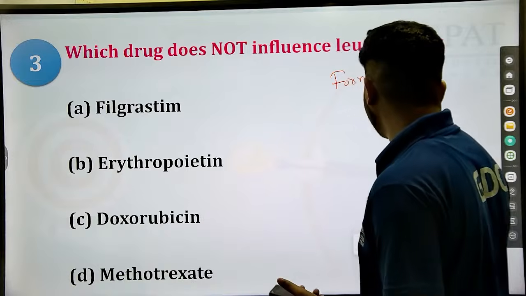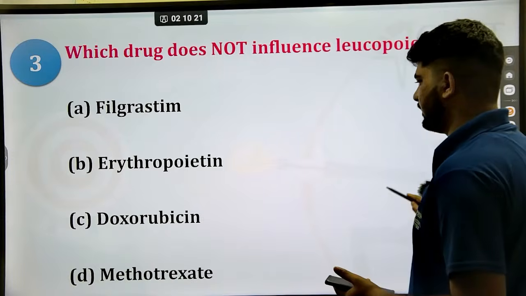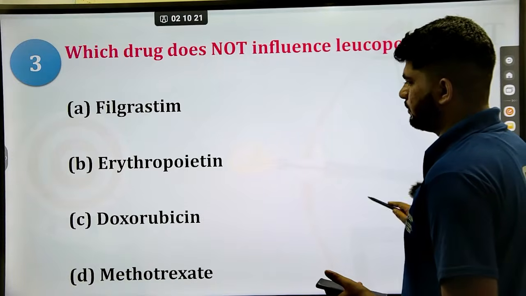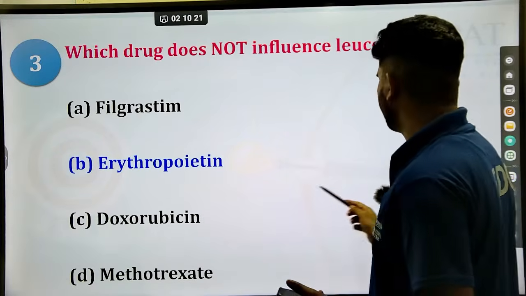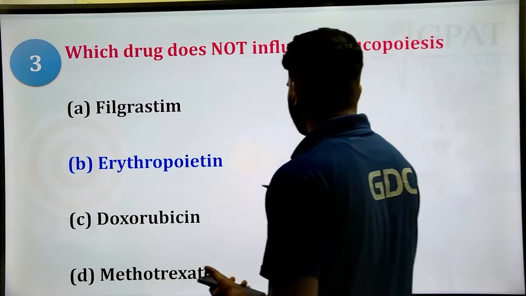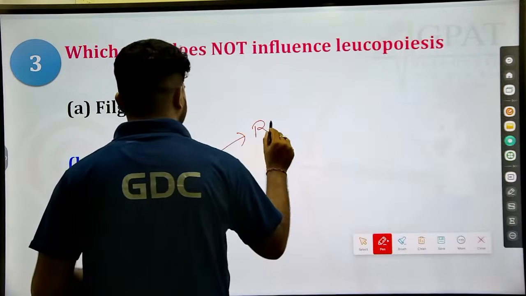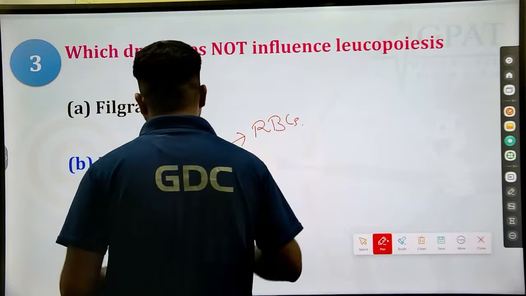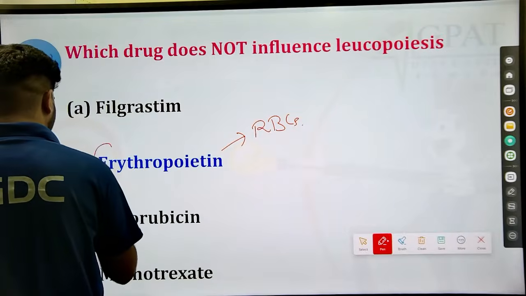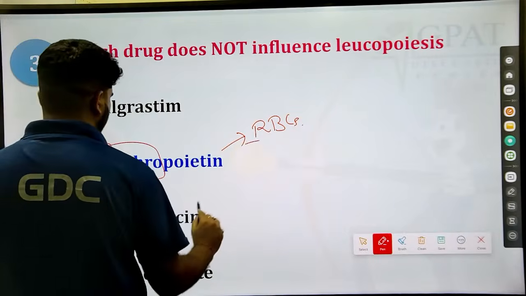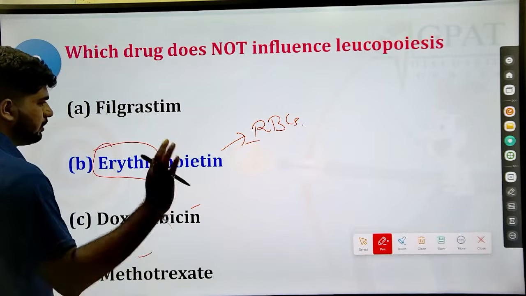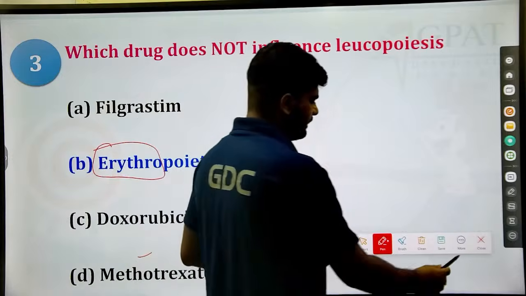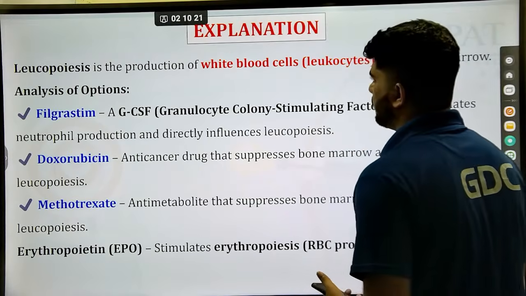Filgrastim is obviously going to be used for that. Erythropoietin, yes, but okay, erythropoietin does not influence leukopoiesis. Erythropoietin is specifically useful for your RBC. As the name suggests, erythropoietin is for your RBC. Doxorubicin, an antibiotic and anti-cancer drug, is obviously going to decrease it. Methotrexate, obviously going to decrease it, right? Chalo. Okay.